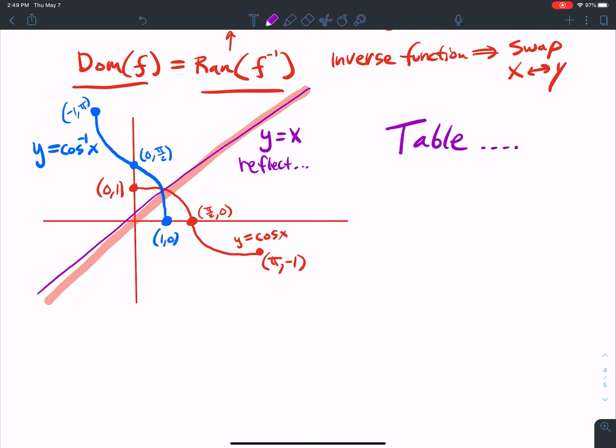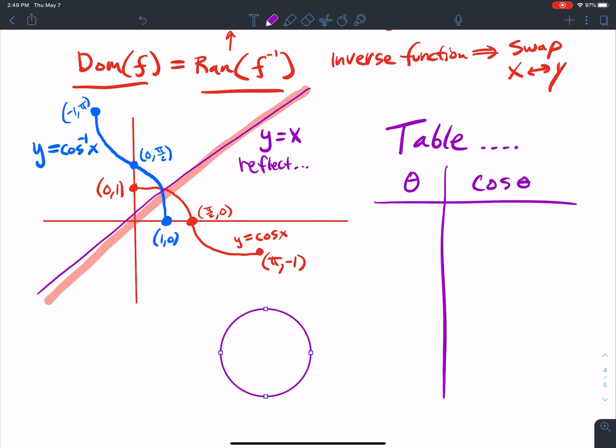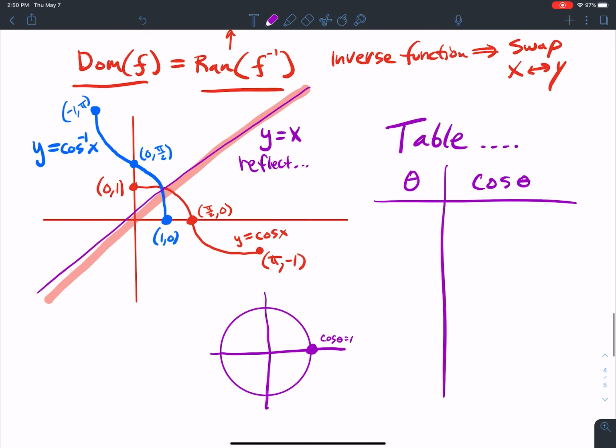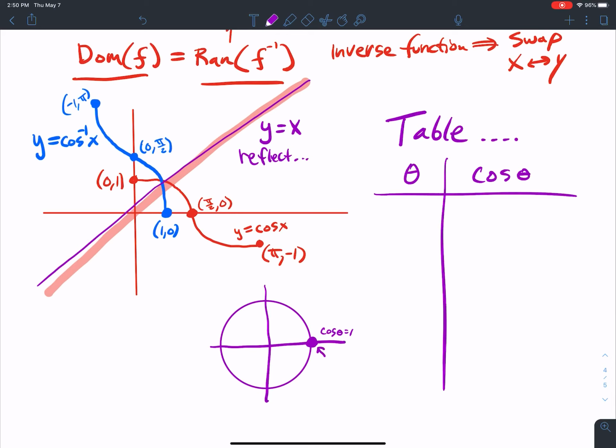If I have theta and cosine theta, and I'm talking about a unit circle, at theta 0 degrees, the cosine of theta is equal to 1, because cosine is your x value. So that point right there is (1, 0). So cosine theta is 1. At an angle of 0, it's 1.